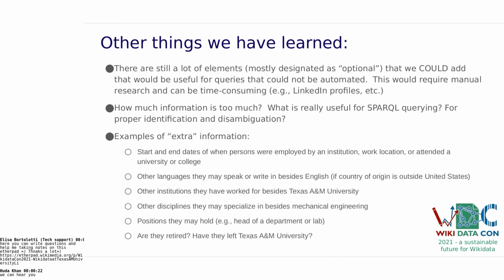But there's still a lot of elements, mostly that we deemed as optional, that we could add that would be useful for SPARQL queries. And we are actually starting to add them. So on the screen, I have examples of the type of information like start and end dates, other languages they may speak if they were originally from another country, other institutions they have worked for, and so on. But this requires a lot of manual research on finding what's in their LinkedIn profiles. But actually we found that online information like this is plentiful for researchers at Texas A&M. It just takes time to actually do the research.